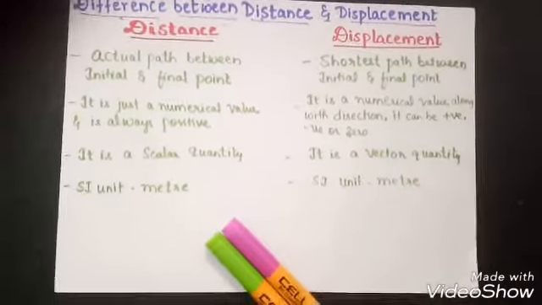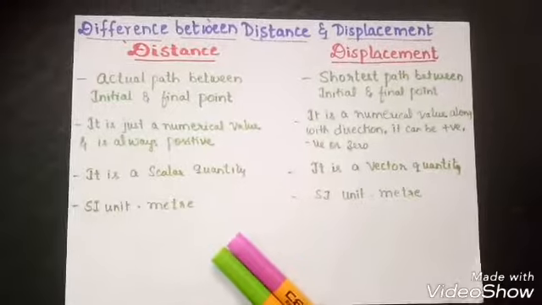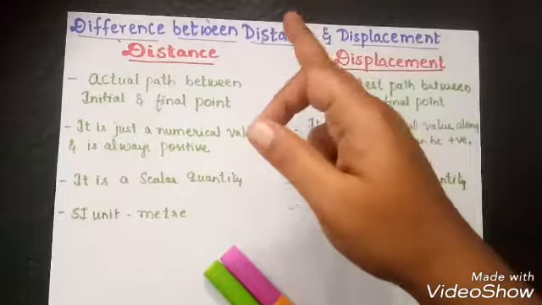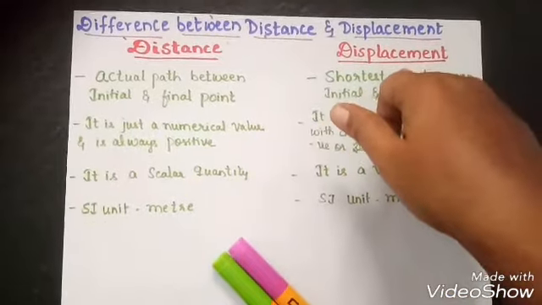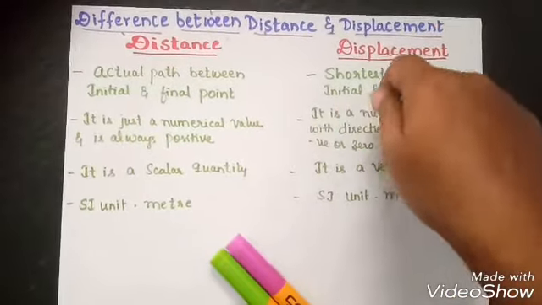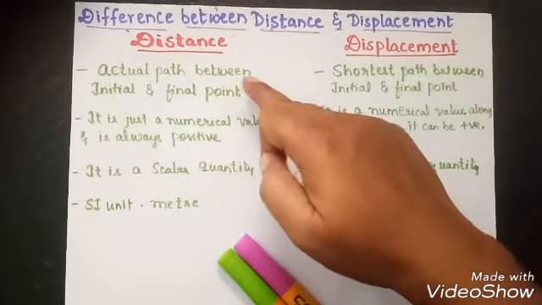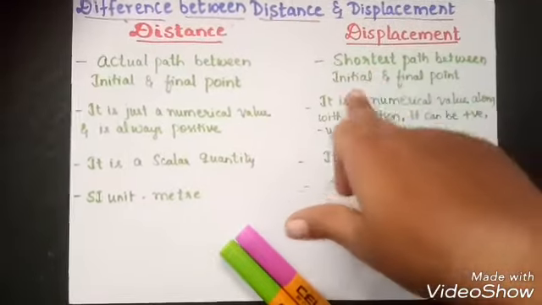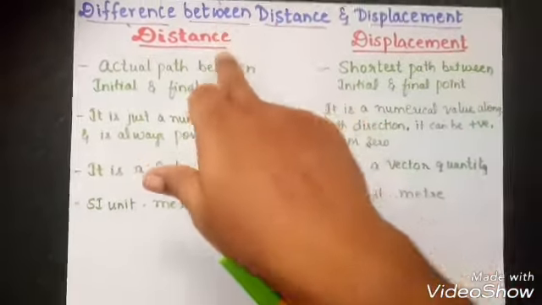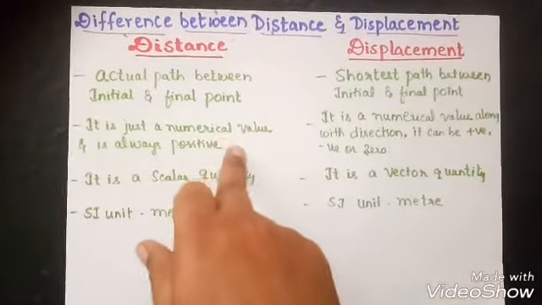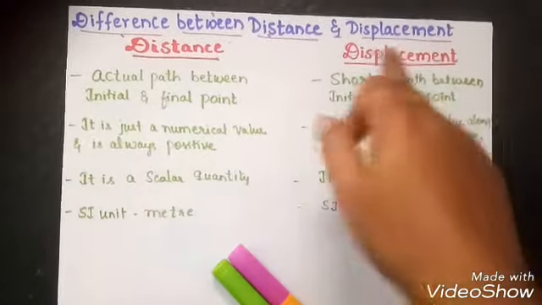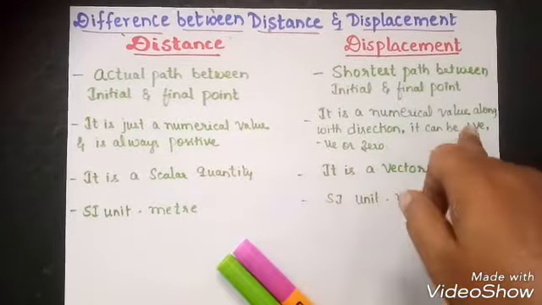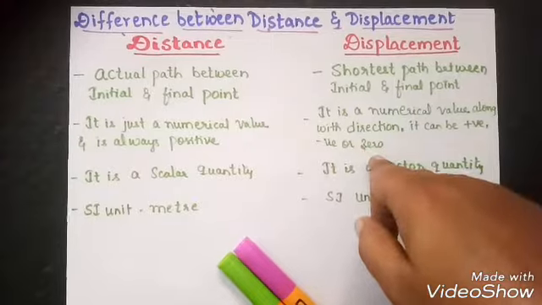So now what are the things we have discussed in this video? That we will once revise. Distance and displacement, the difference we can write. Distance is the actual path between the initial and final point, whereas displacement is the shortest path between initial and final point. Distance traveled, it is just a numerical value and is always positive. Displacement, it is a numerical value along with direction. It can be positive, negative or zero.